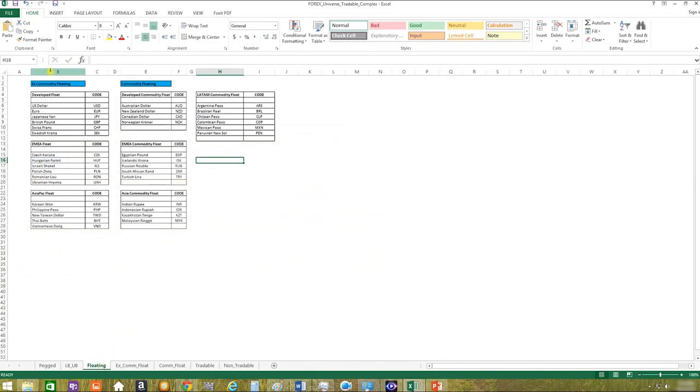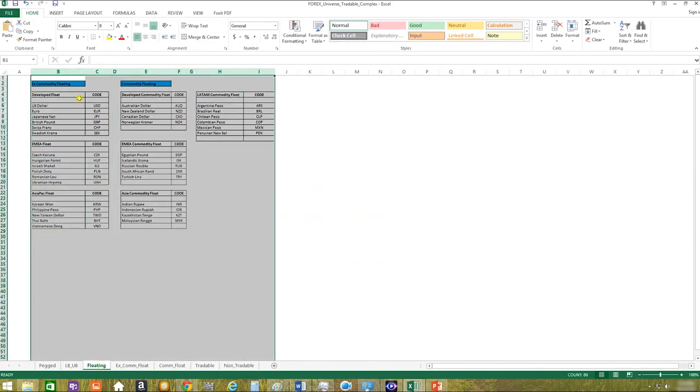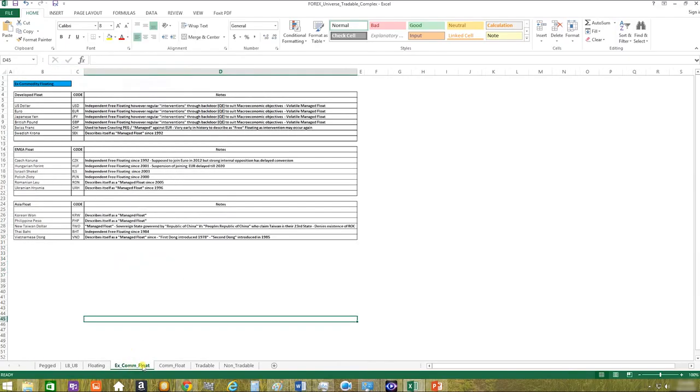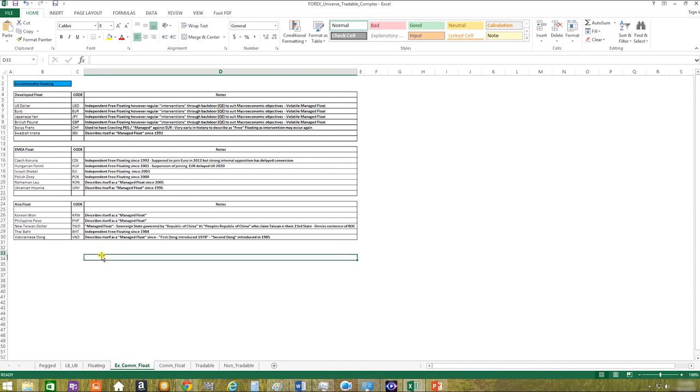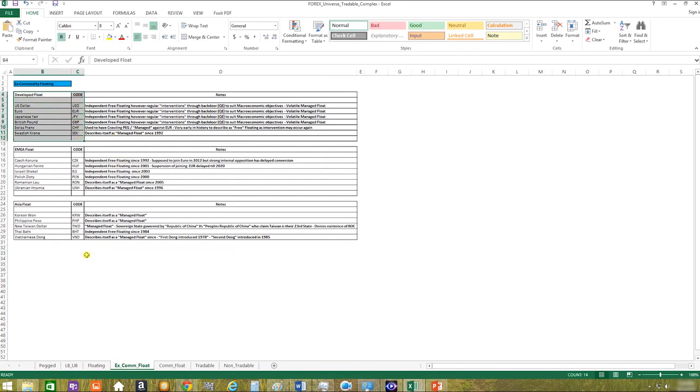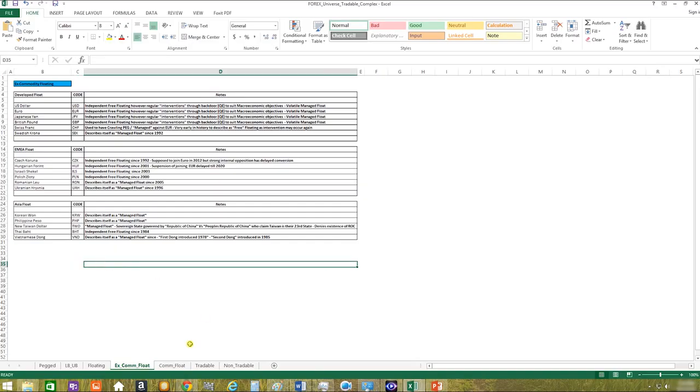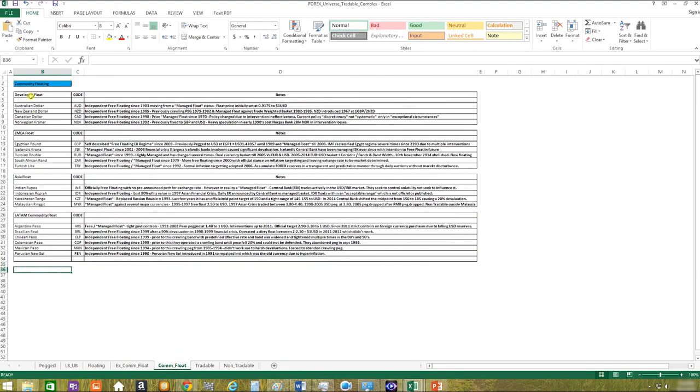So we have all our floating currencies here, whether it's ex-commodity or commodity, and we have our two tabs here, ex-commodity and commodity floating. And if we go into the ex-commodity floating, you can see that we define by developed float, EMEA float, and Asian float. So there are no LATAM floats for ex-commodity. And in commodity float, we've defined by developed, EMEA, Asian, and LATAM. So now we've drilled down a further level.